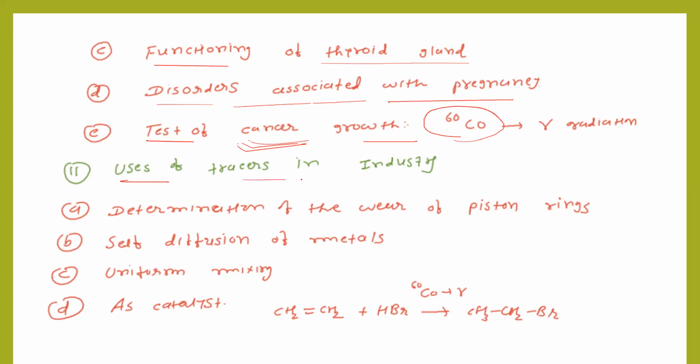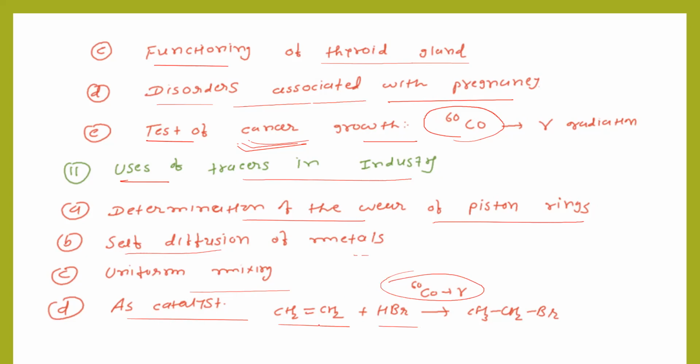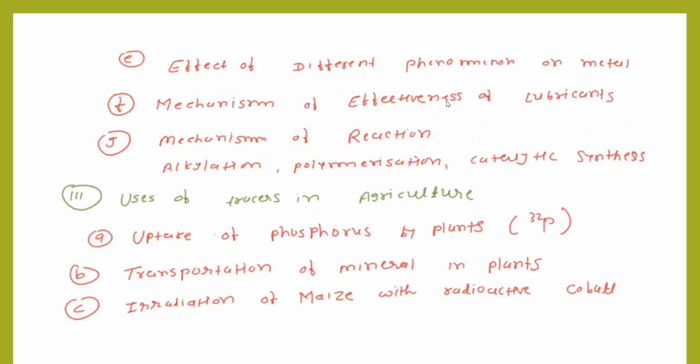The second category is use of tracers in industry. There are several uses of the tracer technique in industry. For example, determination of the wear of a piston ring, self-diffusion of metals, uniform mixing of metals or chemicals, and catalysts. Suppose this is the reaction, addition of HBr on ethylene, then cobalt 60 is used to understand the reaction mechanism. So in this way, the tracer technique can be used in industry.